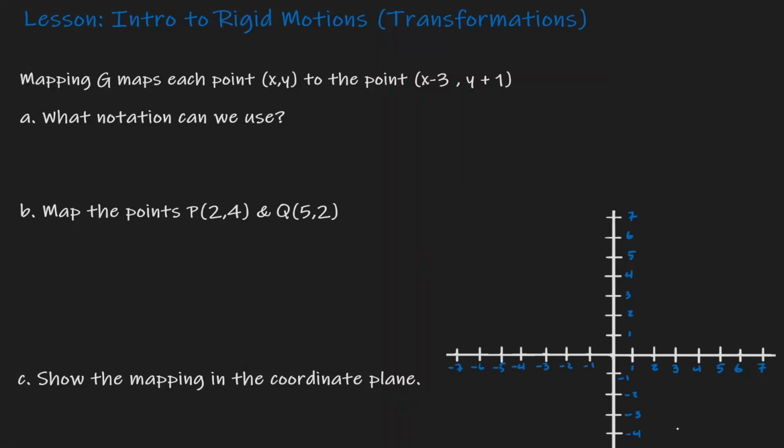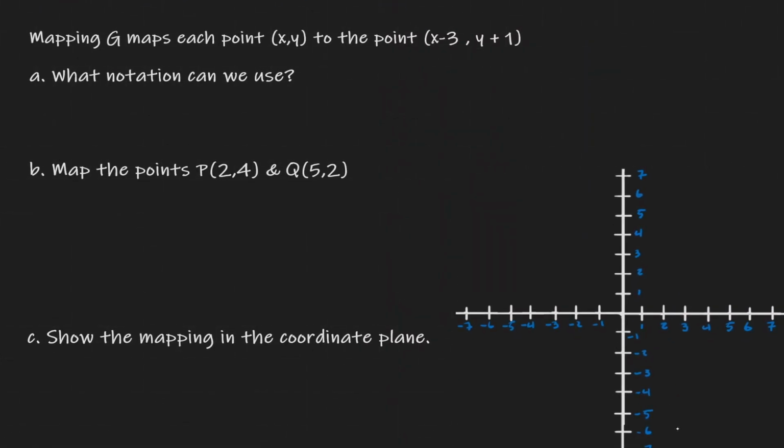Welcome. Today, we're going to discuss transformations in rigid motion. Here we have a map. Let's call it G. And what it does, it maps each coordinate point (x, y) to the point (x - 3, y + 1). So let's rephrase this mapping.